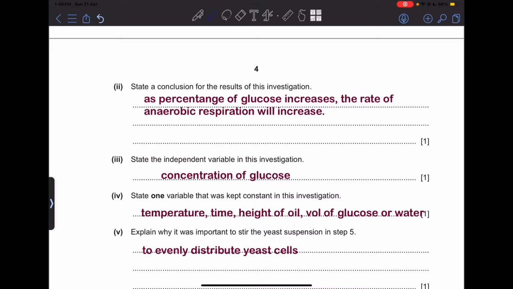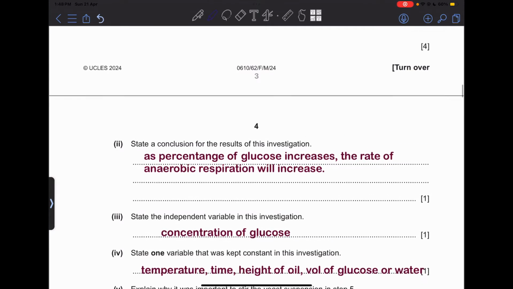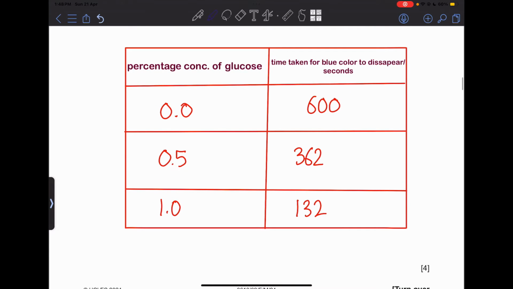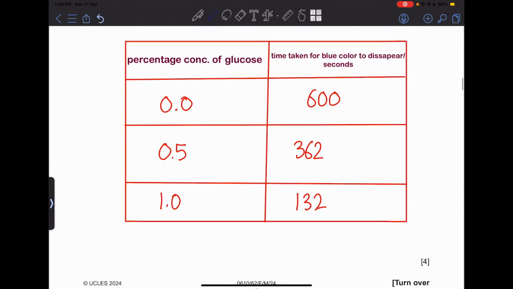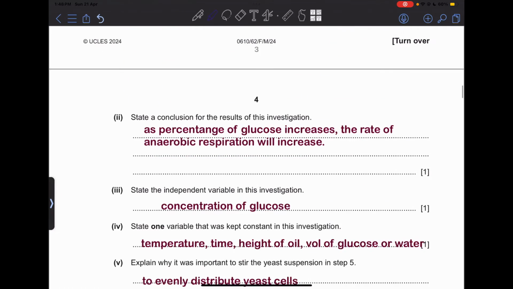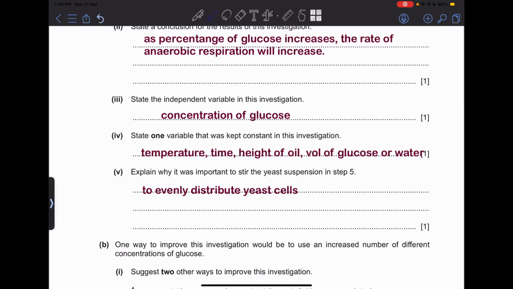As the percentage of glucose increases, the rate of anaerobic respiration will increase, and this will also decrease the time taken for the blue color to disappear, as we just saw over here in this table. Now, triple I says state the independent variable in this investigation. This is the concentration of glucose.